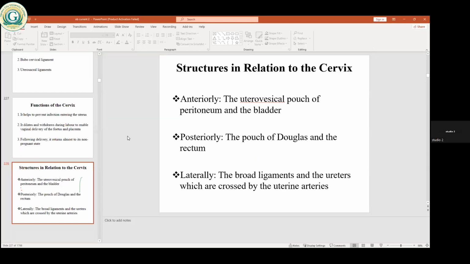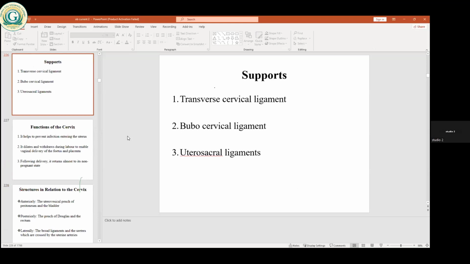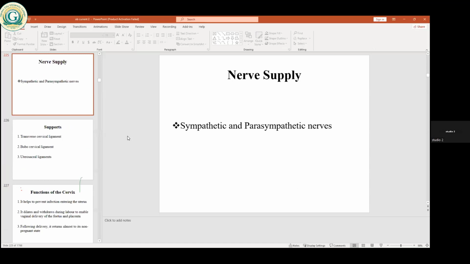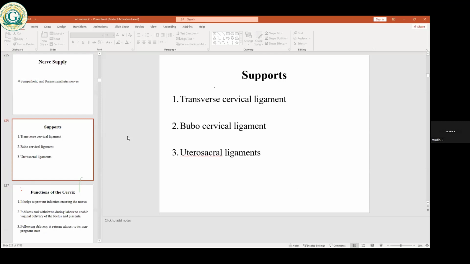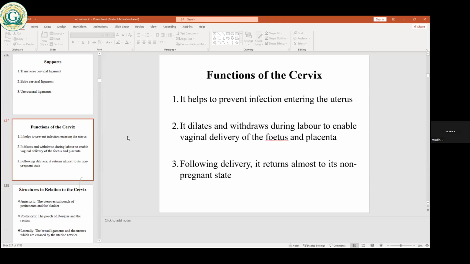And then we also have the support of the cervix: the transverse cervical ligament, pubocervical ligament, and uterosacral ligament. But what is the function of the cervix? It has to prevent infection entering the uterus. So if a microorganism escapes the acid of the vagina and enters the cervix, the cervix can destroy it. It dilates and effaces during labor. When the woman is in labor, effacement takes place, the cervical os opens up, and then the fetus and the placenta will be born. Following delivery, it returns almost to its non-pregnant state. We will look at that later when we are doing pregnancy.